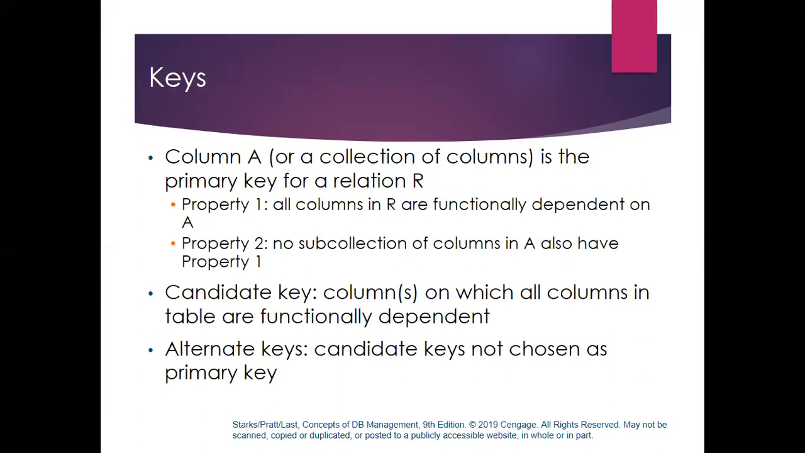Keys. The primary key is the second fundamental concept of the normalization process. A more precise definition for the primary key is: column A, or a collection of columns, is the primary key for a relation R if 1. All columns in R are functionally dependent on A. 2. No subcolumn of the columns in A also has property 1 above.